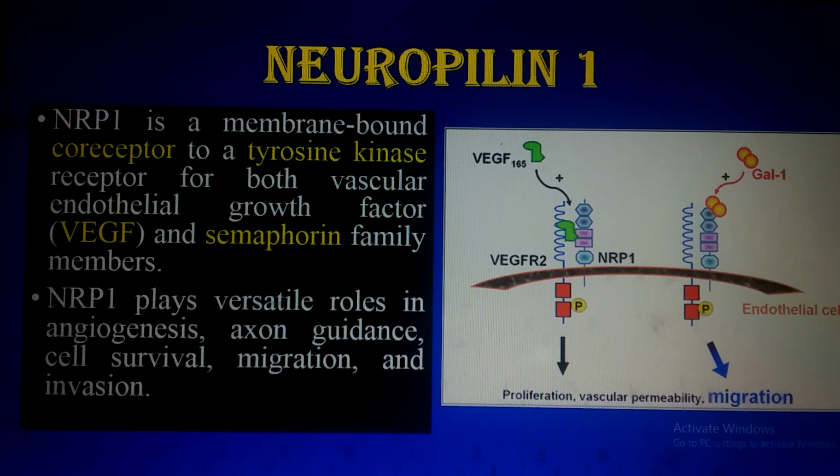Now these are the most important roles. That's why it helps in the entry of the virus. You can say that this is acting like a door for the SARS coronavirus, because it plays an important role in angiogenesis, axon guidance, cell survival, migration, and the most important, invasion. So it helps in the invasion of the SARS coronavirus into the host cell or human cell.